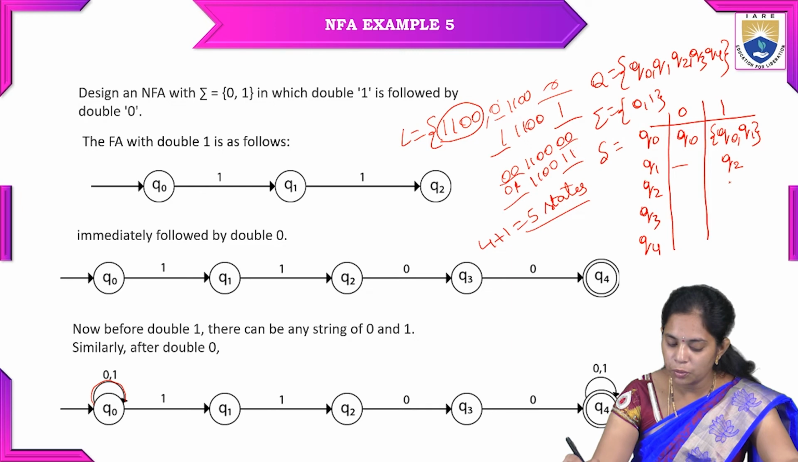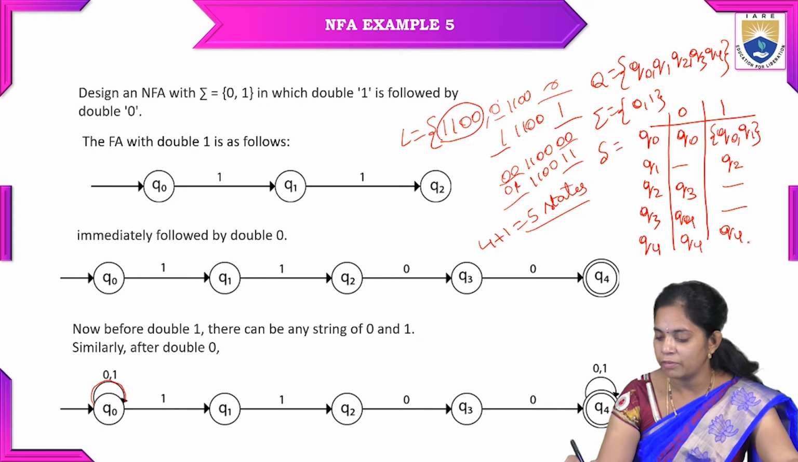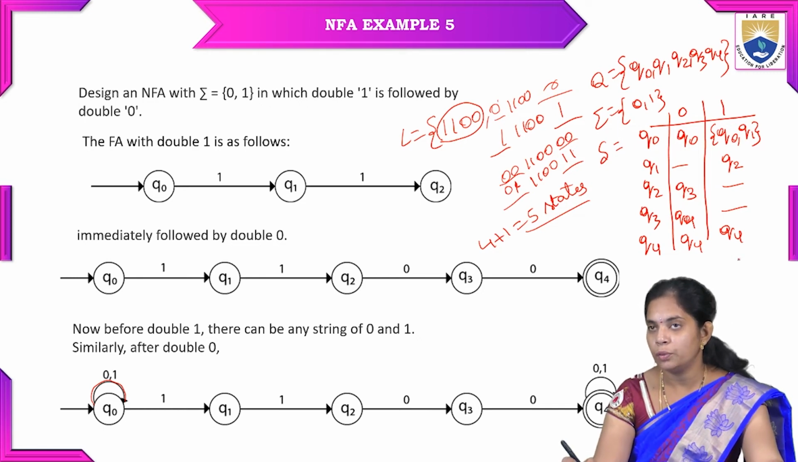And from Q2, 0 as an input symbol is reaching Q3, and there is no input symbol 1 from Q2. From Q3, if you take 0 as an input symbol, it is reaching Q4, and there is no input symbol for 1. And next Q4: for the 0 input symbol it is reaching Q4, and for the 1 input symbol also it is reaching Q4 only.